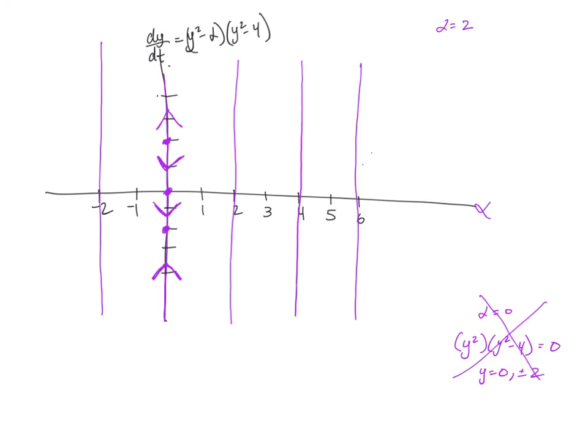Plug that into dy dt, so I get y squared minus 2 times y squared minus 4 equals 0. And I have 4 equilibrium solutions. y equals plus or minus root 2 and plus or minus 2. So I still have my 2's, plus or minus 2. And then root 2 is about 1.4. Yeah, about 1.4.